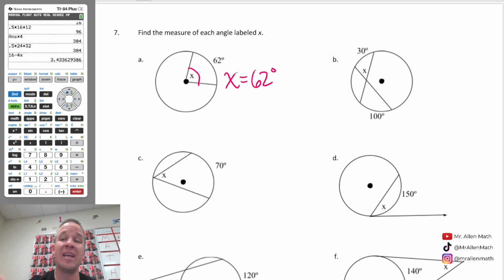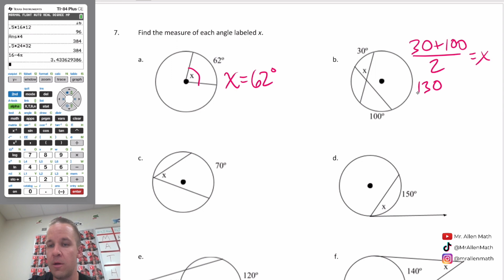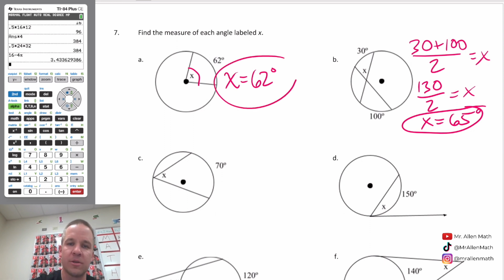Now for this next one, I have an in angle. We know that in angles are equal to the arc plus arc divided by 2. So I'm going to have 30 plus 100 divided by 2. That's equal to x. So that's 130 divided by 2 equals x. So x is going to equal 65 degrees. Boom. Circle that one right there.